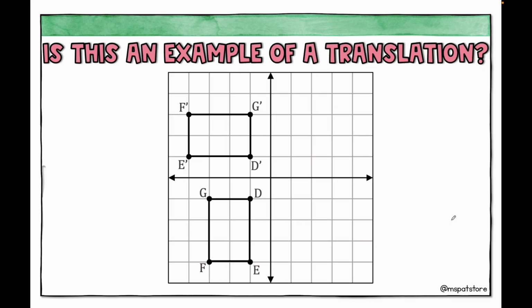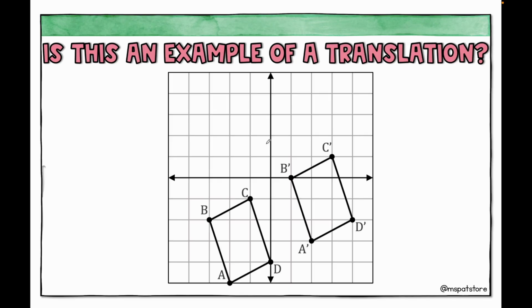And I wonder, is this an example of a translation? No, because in this case, our original figure, this rectangle, it turned because it was vertical, but now it's horizontal. So this is not an example of translation. How about this one? Yes, this is an example of translation because this shape only slid a little bit. It did not turn.